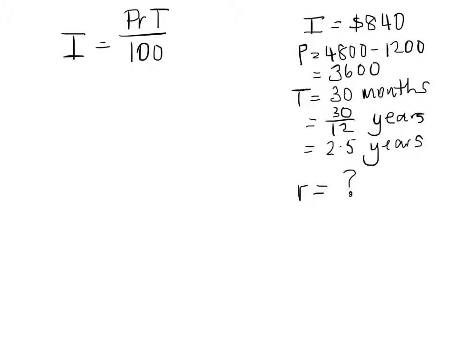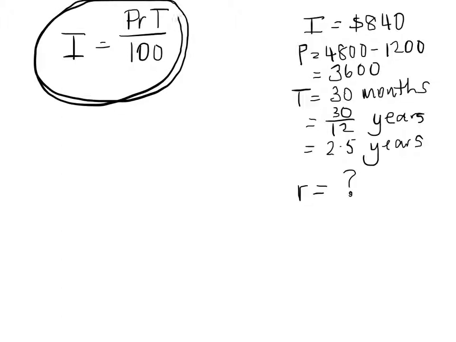The third part of the question asks us to find the interest rate. So what I've done is I've written down the formula to find the interest, and then I've written down what I know and what I need to know. So in this case, what I actually need to know is the interest rate because I actually have all that other information. So I'm missing that one.